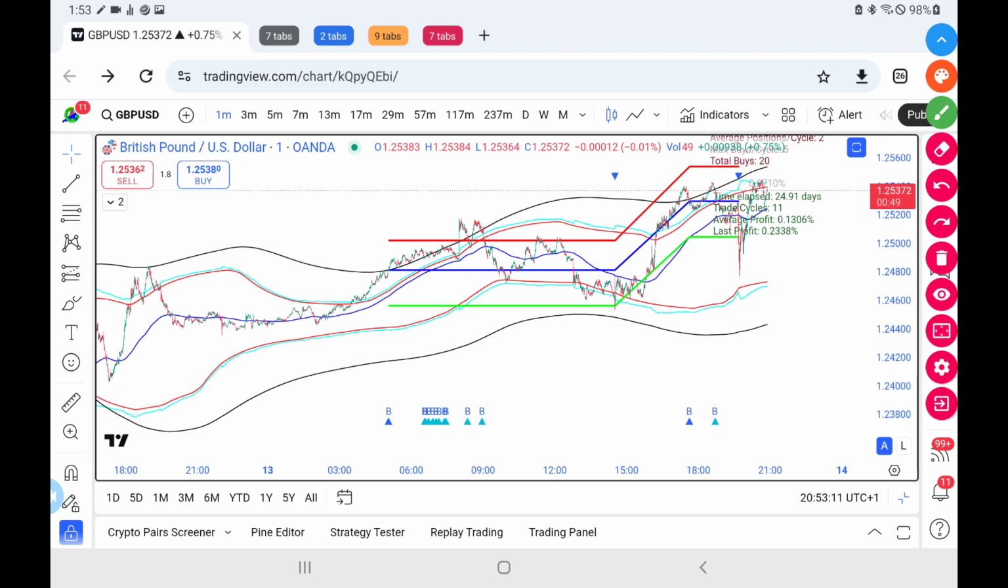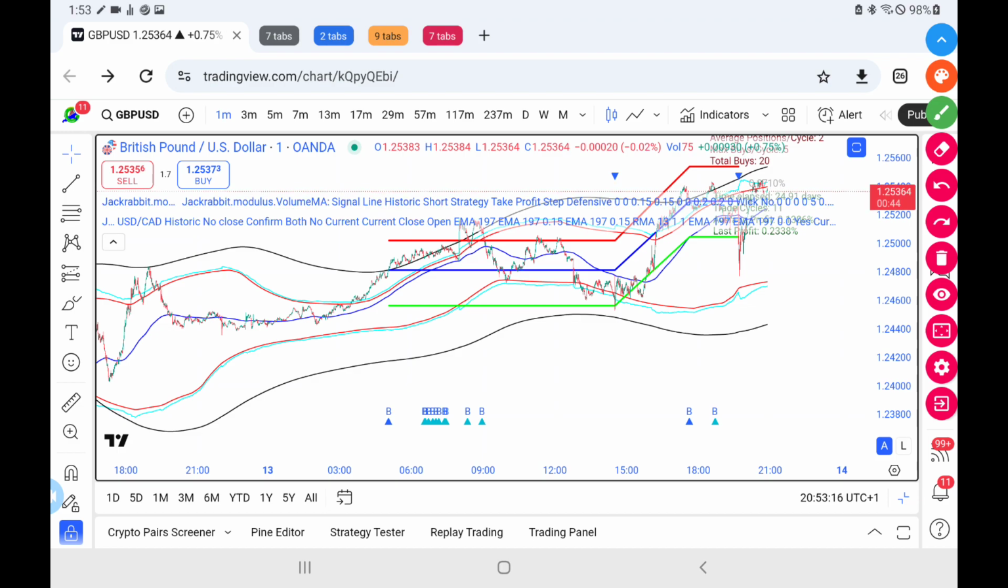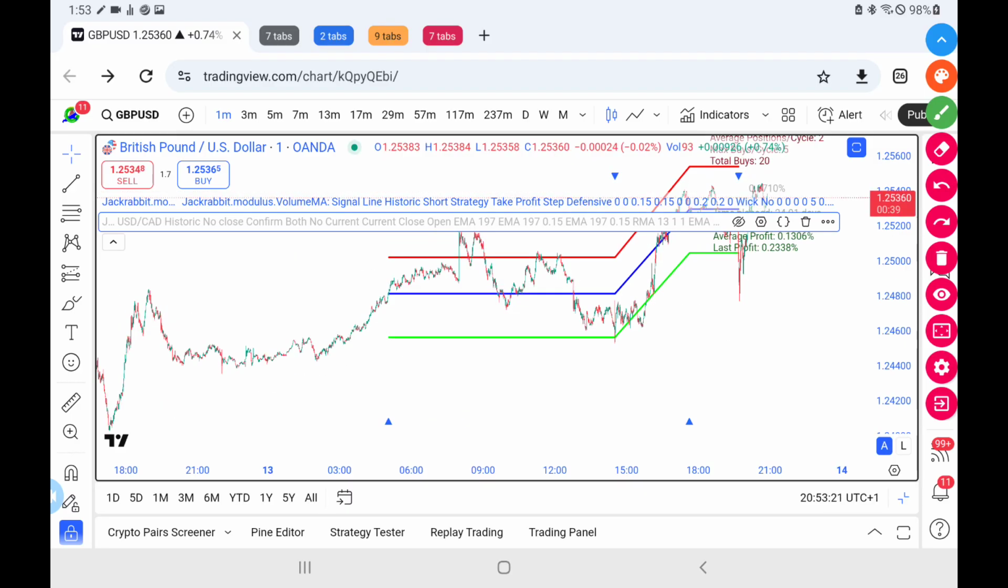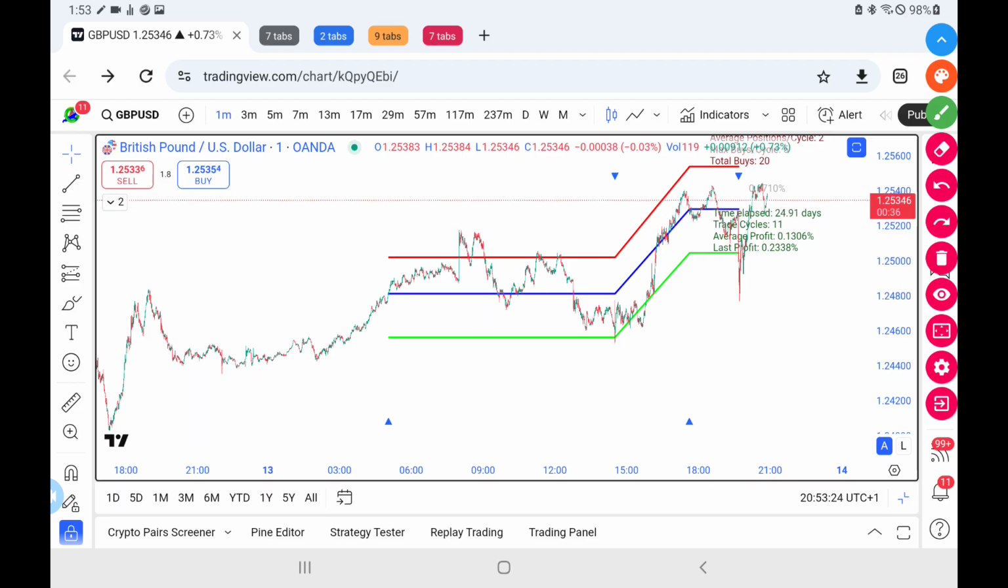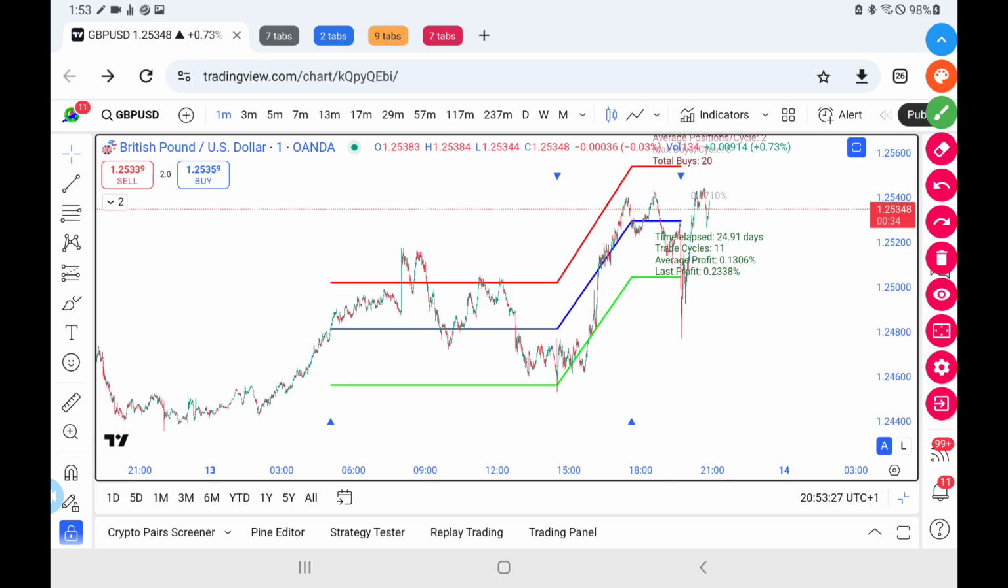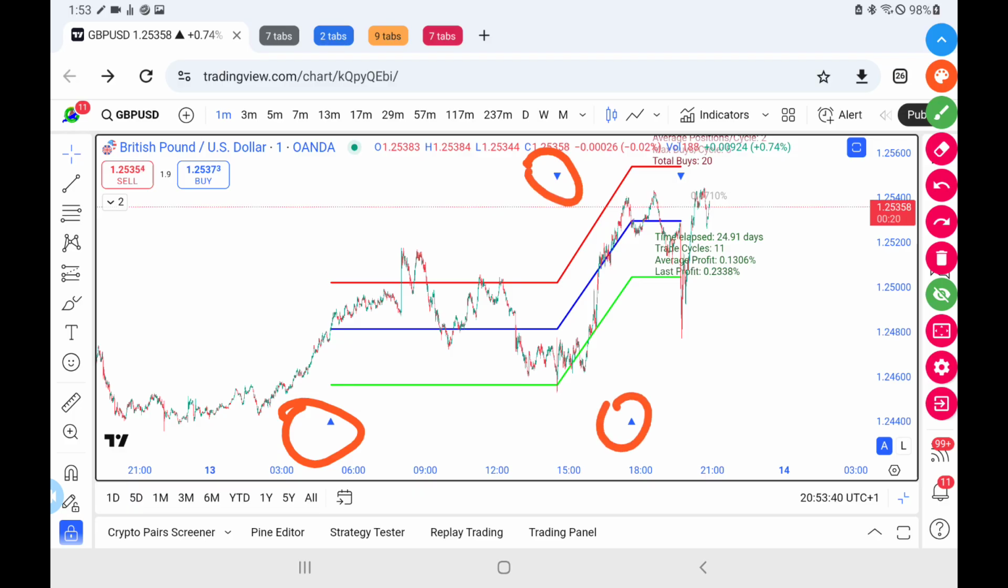So let's zoom in, and I'm going to hide the channels indicator for now so we can focus on just the take profit and deviation. So here we go with just the take profit and deviation. Red line is the deviation. Green line is the take profit. We have the purchase, the sell, the purchase, the sell. All total for the last 24 days, this strategy has done 11 trades.